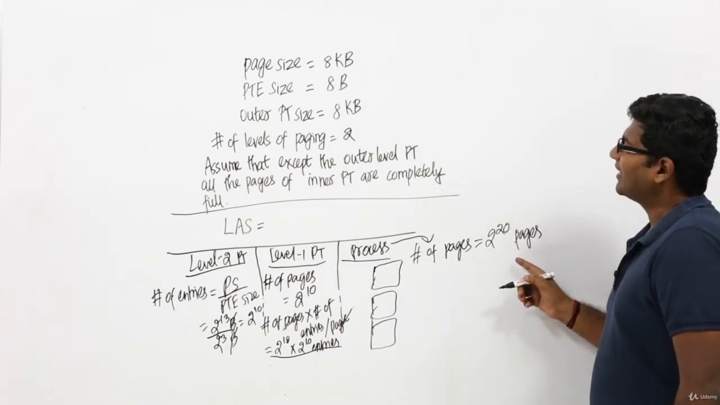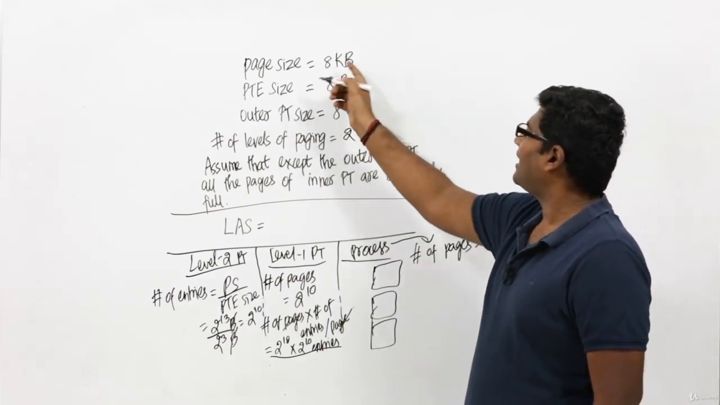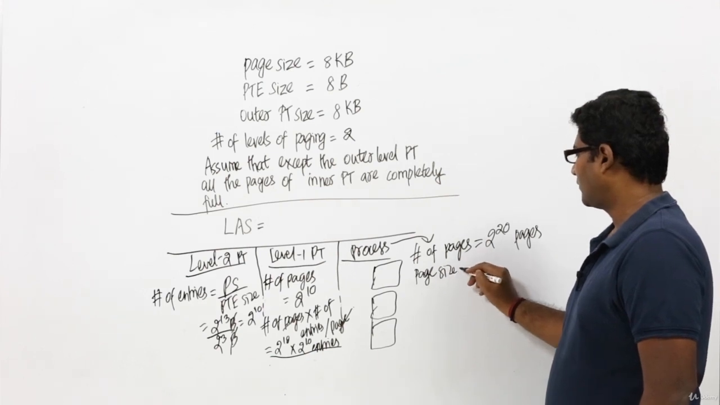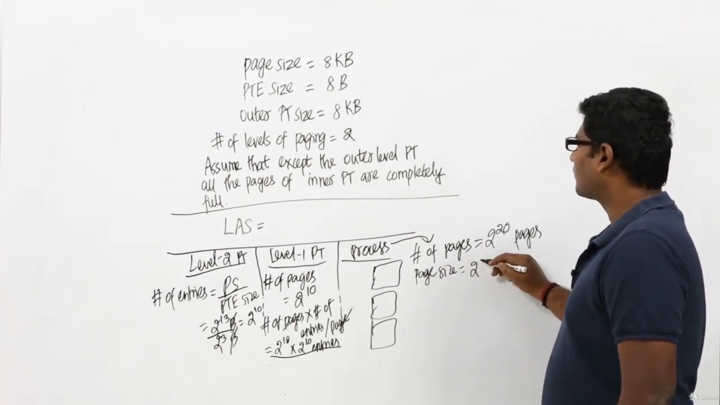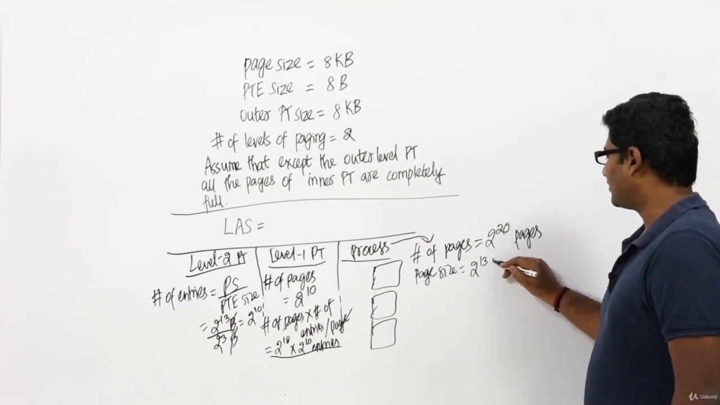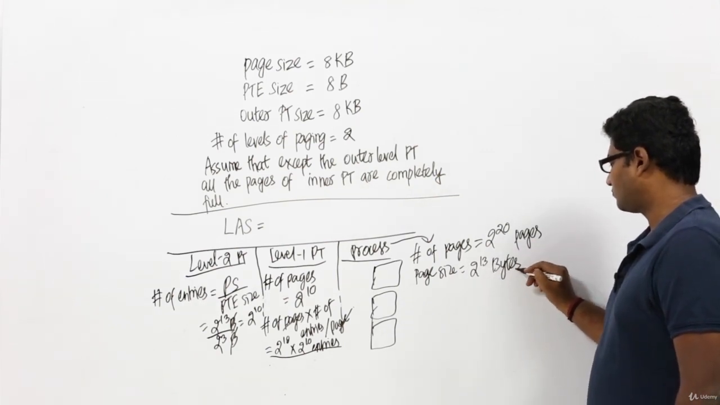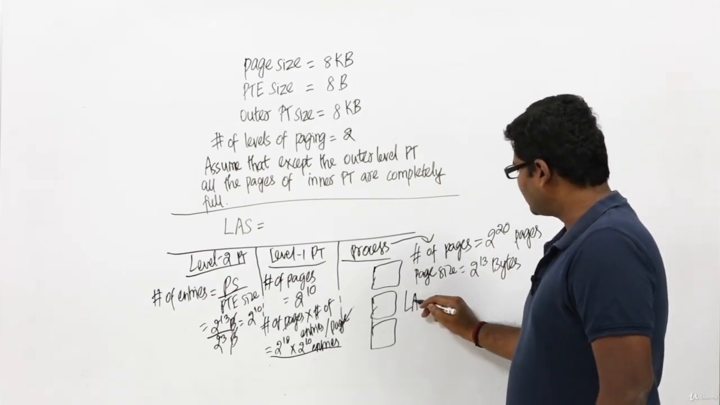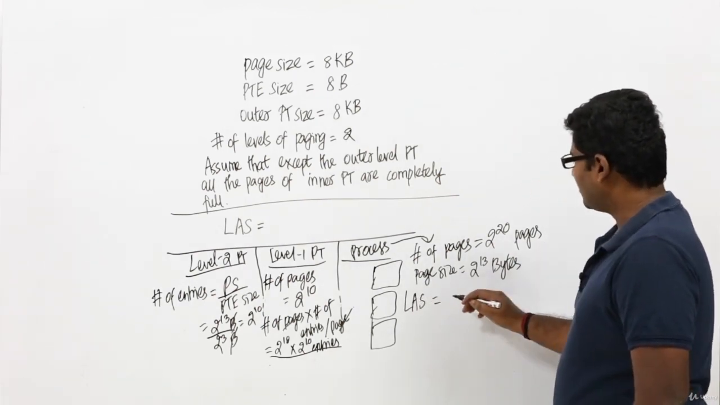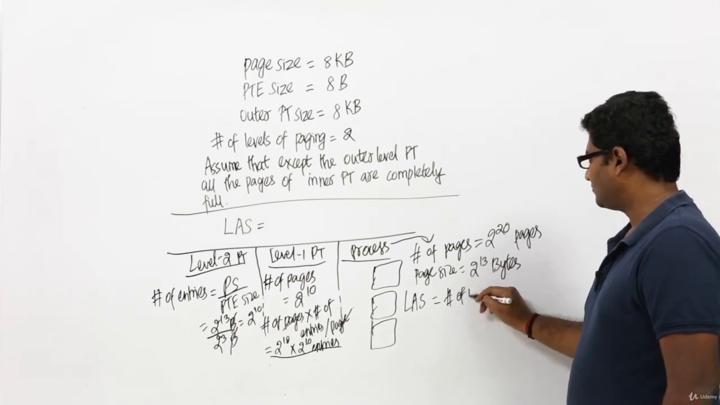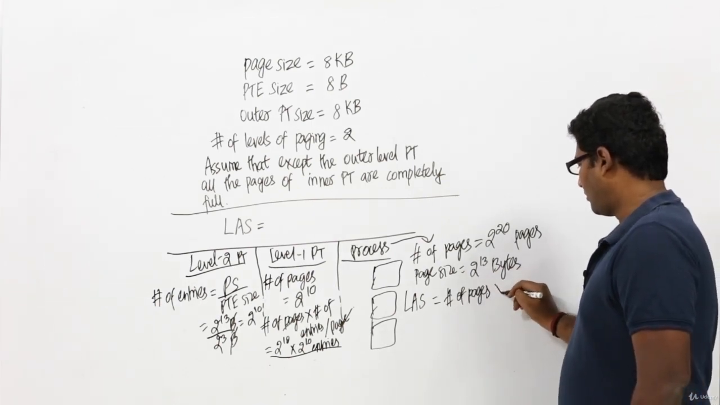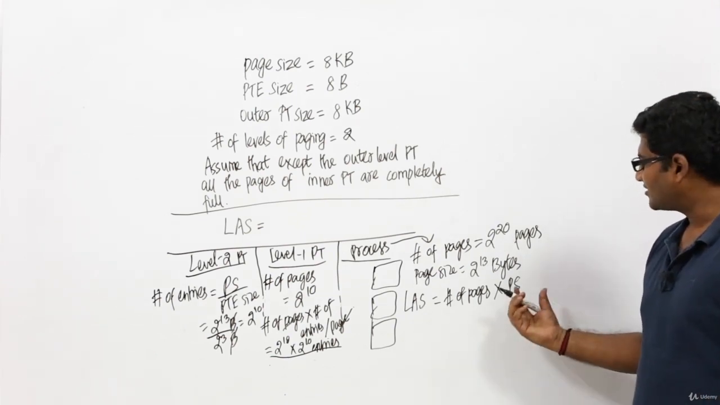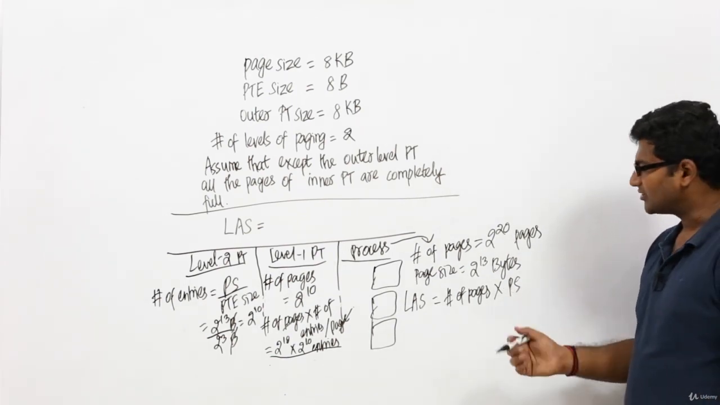And we know that the size of a single page is 8 KB, which means the page size is 2 power 13 bytes. Now, what is the logical address space? Logical address space is the number of pages into page size, or number of bytes per page. Both are the same, page size or number of bytes per page.